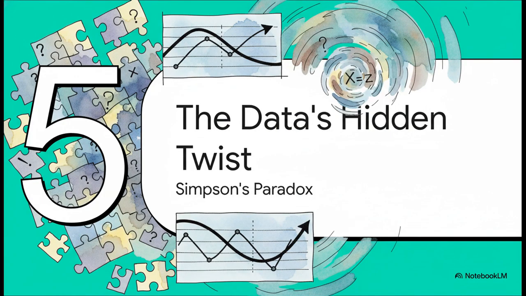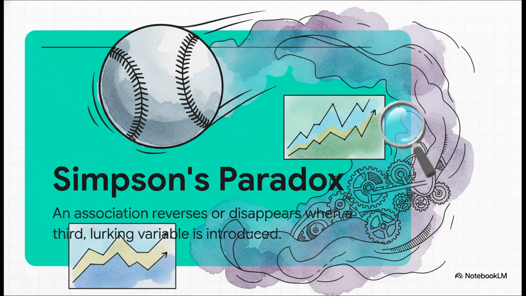Just when you think you've cracked the case and you've got it all figured out, statistics has a way of throwing you a serious curveball. The conclusion we just made, it might be right, but it might not be the whole story. This mind-bending curveball has a name: Simpson's paradox. It is one of the wildest things in statistics. It's what happens when a trend you see in different groups of data completely vanishes or even flips on its head when you combine the groups. And it's all because of some hidden factor, a lurking variable you didn't account for.